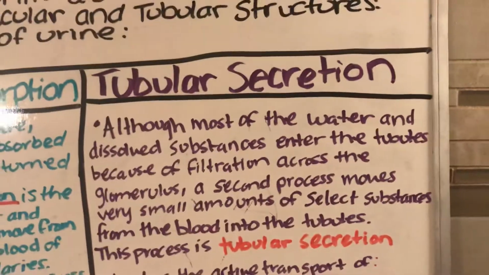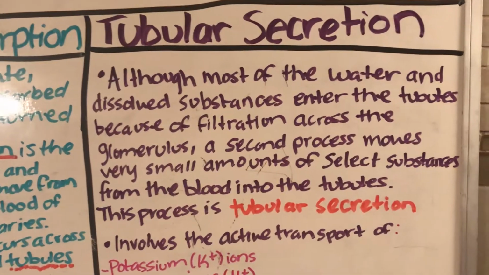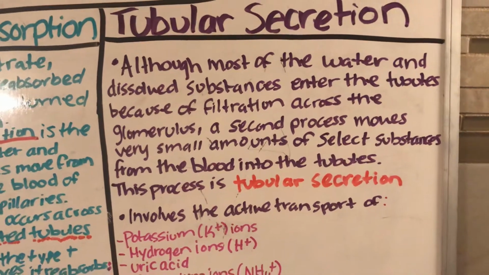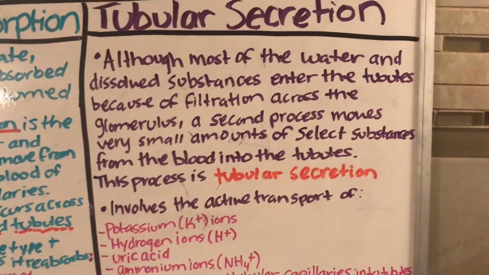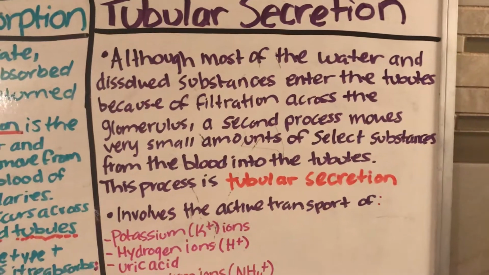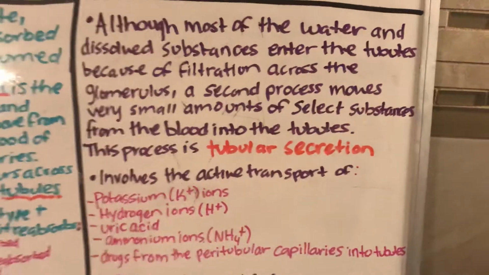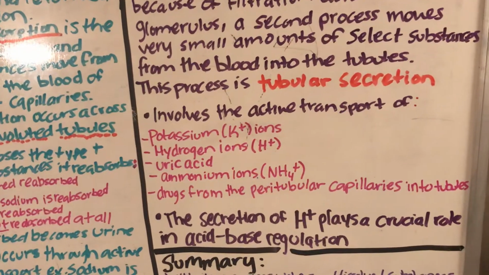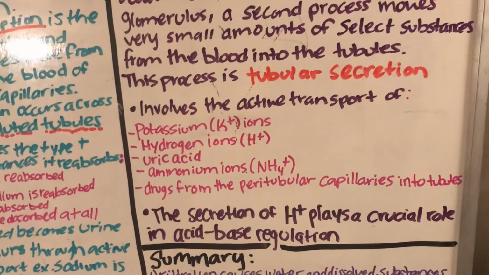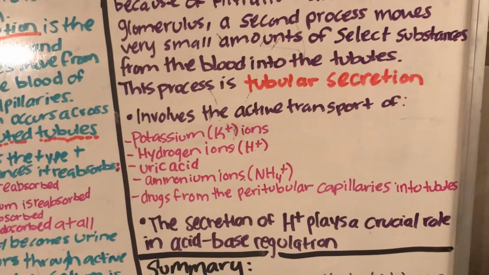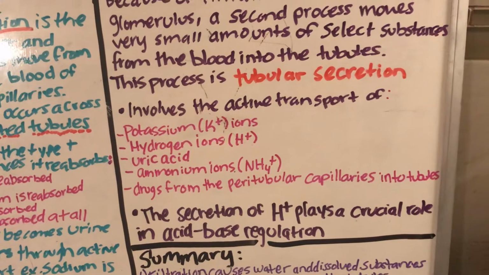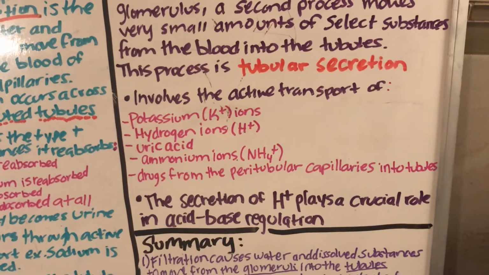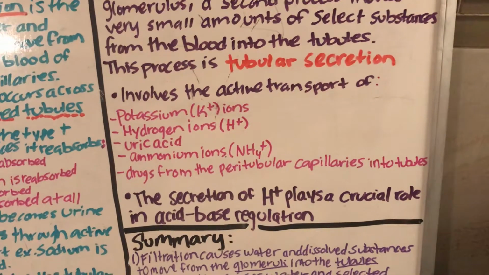Then you have tubular secretion. Although most of the water and dissolved substances enter the tubules because of filtration across the glomerulus, a second process moves very small amounts of select substances from the blood into the tubules. This process is called tubular secretion. It involves the active transport of potassium, hydrogen, uric acid, ammonium ions, and drugs from the peritubular capillaries into the tubules. The secretion of hydrogen plays a crucial role in acid-base regulation.